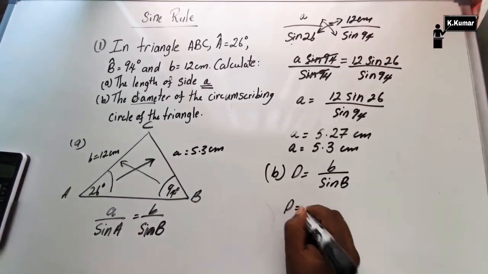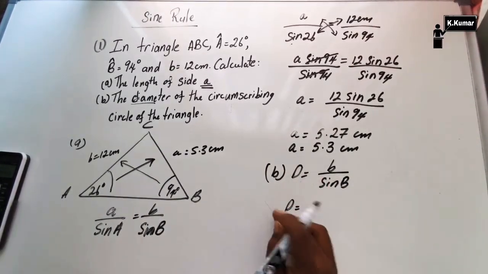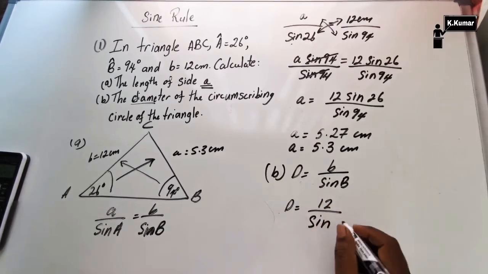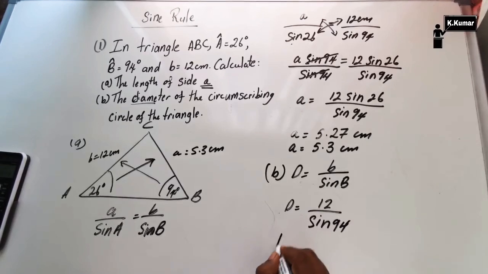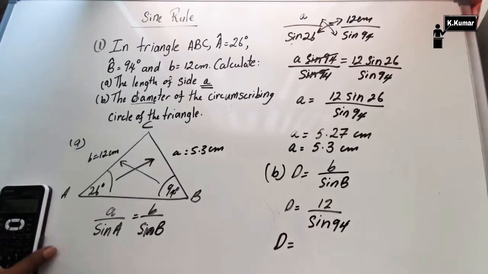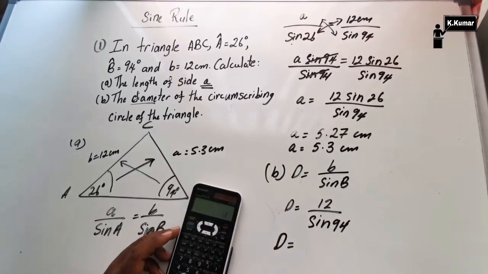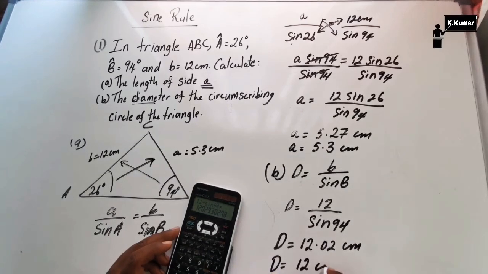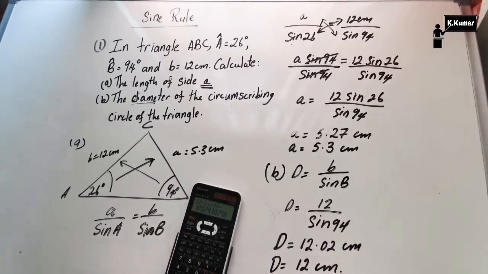So the diameter is equal to B, which is 12 divided by sine of 94. Again we use our calculator, 12 divided by sine 94, and that's going to give me 12.02 cm. And if we round off to one decimal place, the diameter is equal to 12 cm.